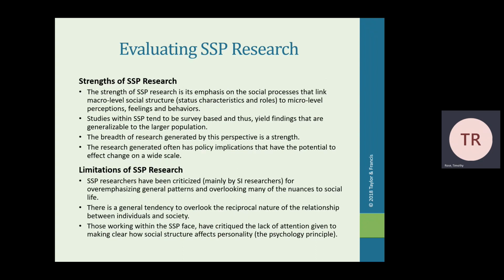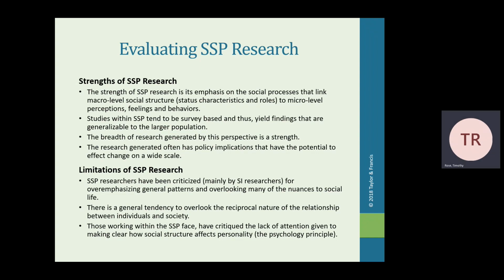So let's round out. How do we evaluate SSP research? The book wants to highlight a couple of strengths and a couple of limitations of SSP research. A strength of SSP research is its emphasis on the social processes that link macro-level structures, status characteristics, and roles to micro-level perceptions, feelings, and behaviors. A second strength is that studies within SSP tend to be survey based and thus yield findings that are generalizable. The breadth of the research generated by this perspective is also a strength, and the research often has policy implications that have the potential to affect changes on a wide scale.